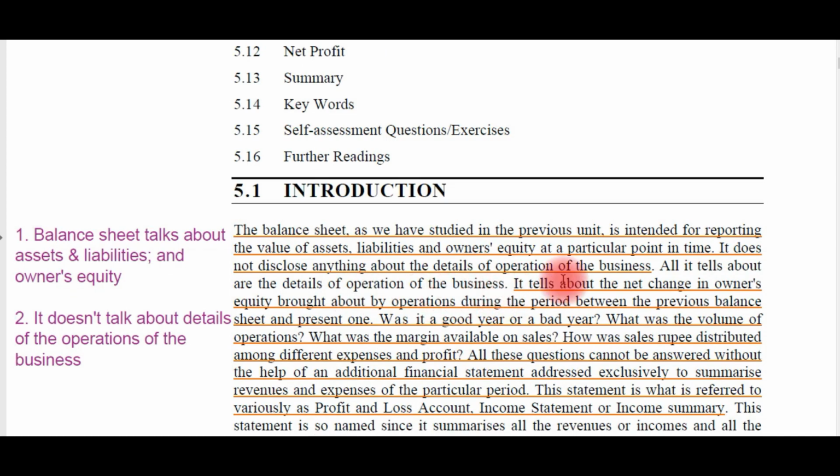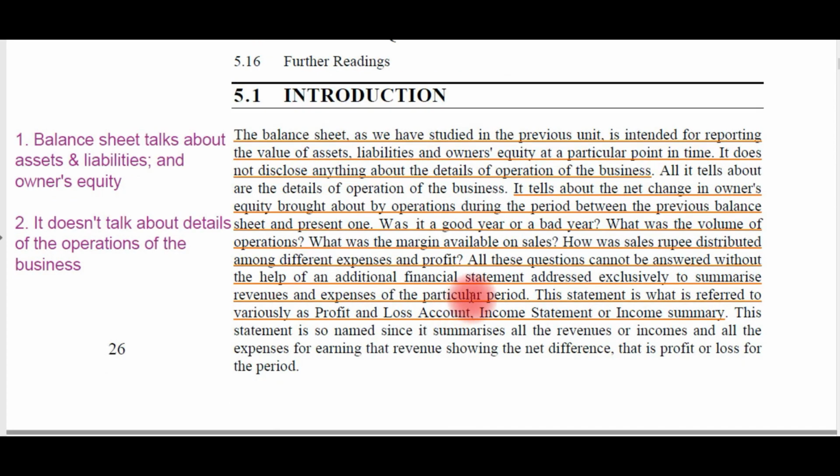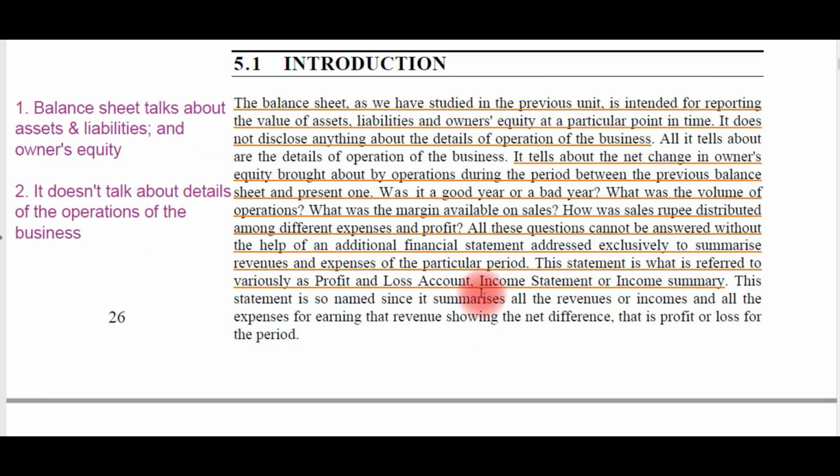In the previous video, we have seen what a balance sheet is, what the contents of a balance sheet are, and how to construct a balance sheet. There we have seen that a balance sheet is a snapshot of assets, liabilities and the owner's equity at a particular point of time. It doesn't talk about the details of the operation of the business. It doesn't give details like what margin is available, how many goods were sold, or what the volume of the operations is. All these details will not be given in the balance sheet.